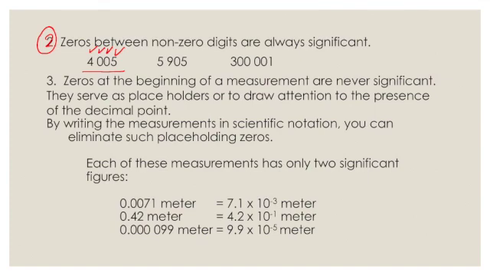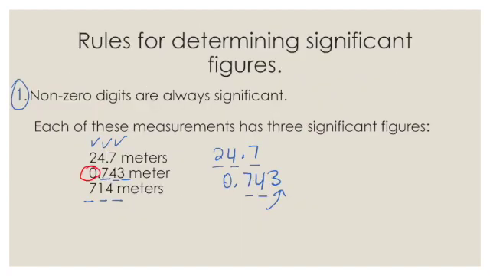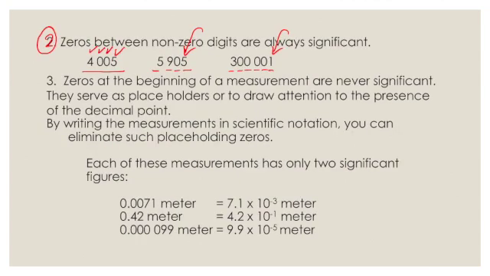So zeros inside of a number are definitely significant. So that one has 4 significant figures, 3 certain and 1 uncertain. This one has 1, 2, 3, 4 significant figures, 3 certain and 1 uncertain. And this one here has 1, 2, 3, 4, 5, 6 significant figures, 5 certain and 1 estimated or uncertain. Okay, so we have 2 rules so far. Number 1, non-zero digits are always significant. Number 2, the zeros between the non-zero digits are always significant.